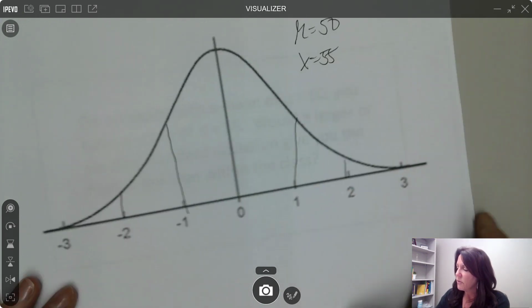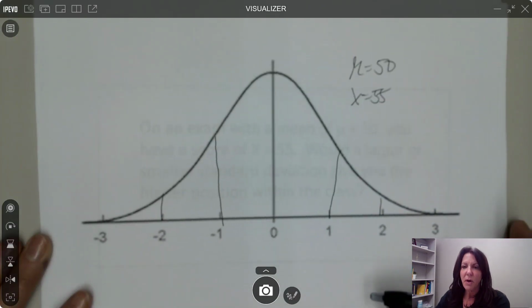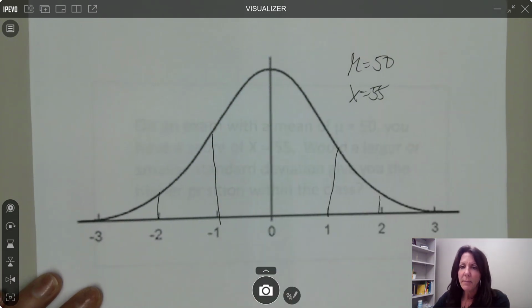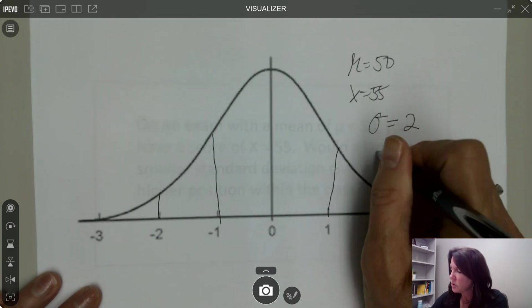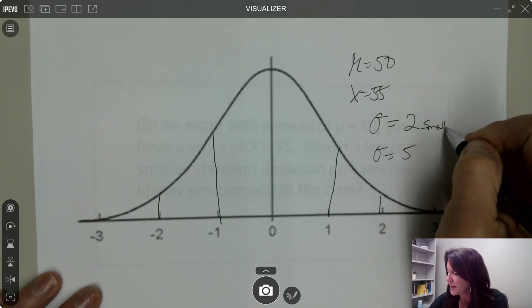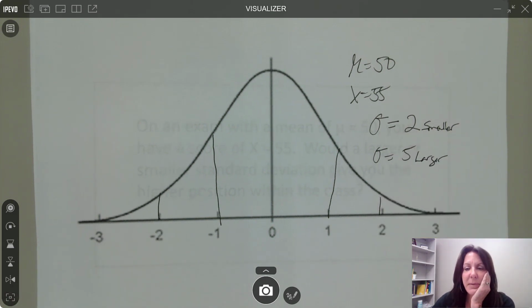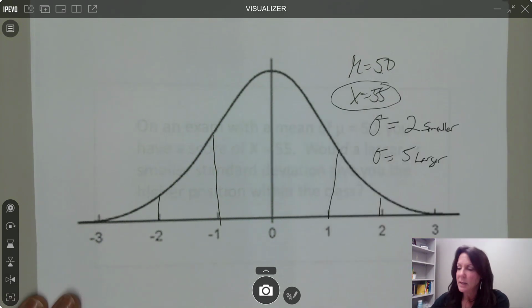And it's asking if this distribution has a standard deviation that's larger or smaller, which would give us a better standing in the group. So I'm going to try this out with 2 different standard deviations. I'm going to try it with a standard deviation of 2 and a standard deviation of 5. 2 is the smaller standard deviation, right? I mean, I'm being really specific here. 5 is the larger standard deviation. I'm going to map out what a score of 55 would be, if the mean is 50, in each of these 2 possible scenarios. So the first scenario I have is that my mean is 50.